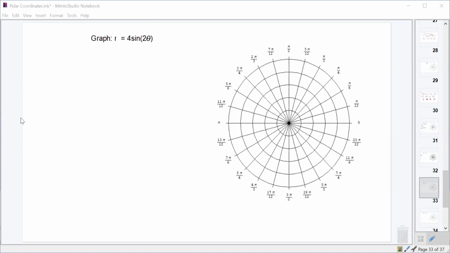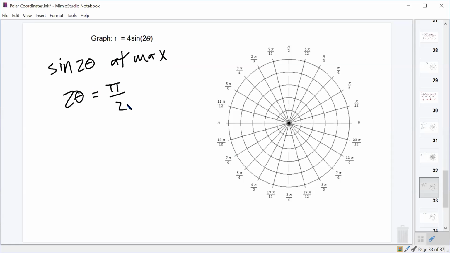So if we've got r equals 4 sine 2 theta, we need to figure out where the first petal starts. We want the sine of 2 theta to be at its maximum, right? So we need 2 theta to equal pi over 2, because that's when sine is at its max. That gives us theta equal to pi over 4. So our first petal will be out 4 units because of this a value out in front, at pi over 4. So 1, 2, 3, 4 out there at pi over 4.